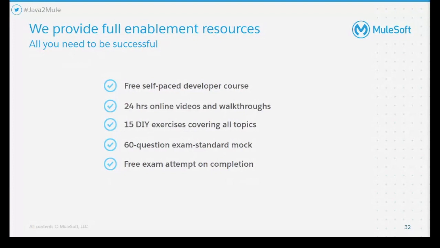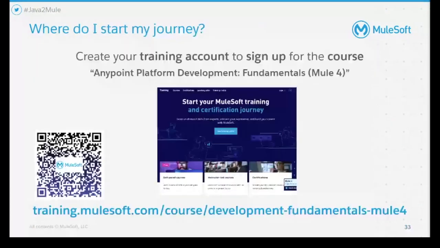So the next thing for you to do is to create your training account and to sign up for the free course. Now we have here on the screen a QR code. If you move your mobile up to the QR code, it will take you directly to sign up for the course. You'll need to create a training account. Once you've created the training account, you will then be able to enroll on the course. The course is called Anypoint Platform Development Fundamentals Mule 4.